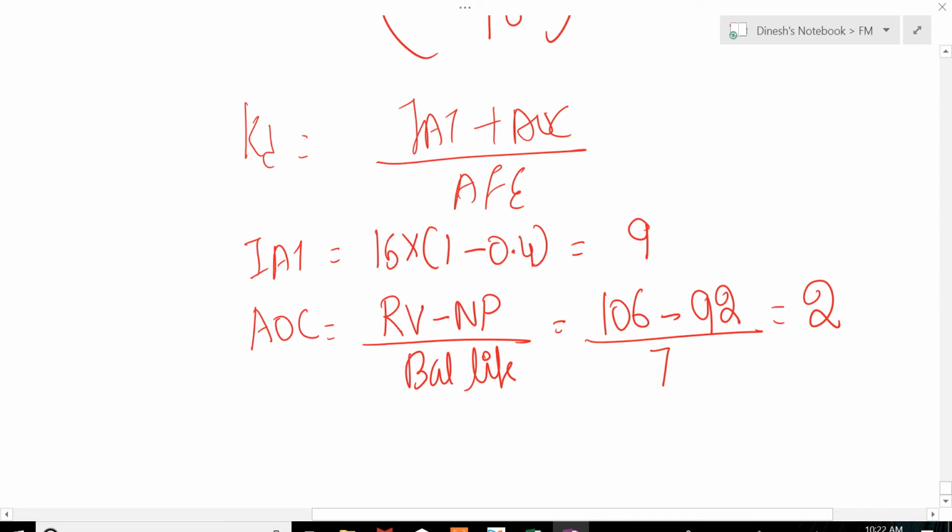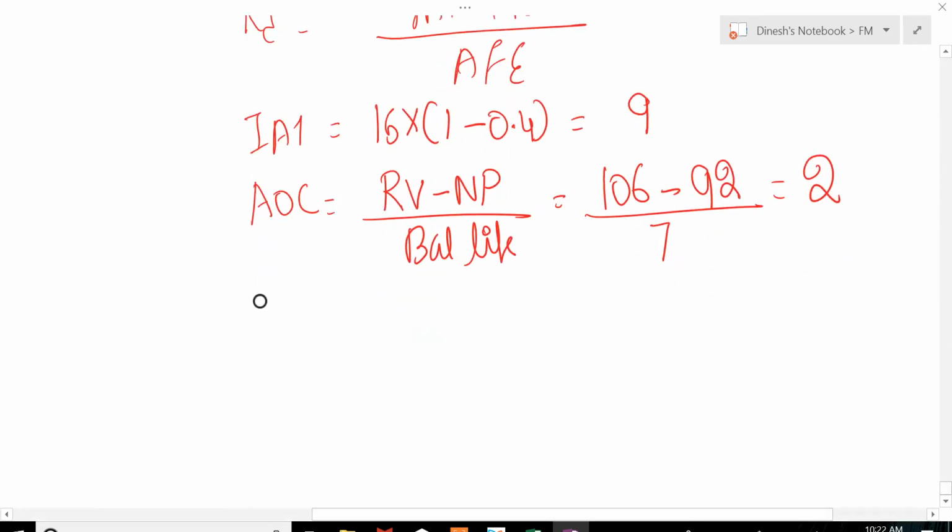It's a very simple calculation. You just need to go through the numbers and put it in the formula. That's all. I don't have much to explain here. Cost of debt is the easiest of the lot. Average funds employed, redemption value plus net proceeds by 2.